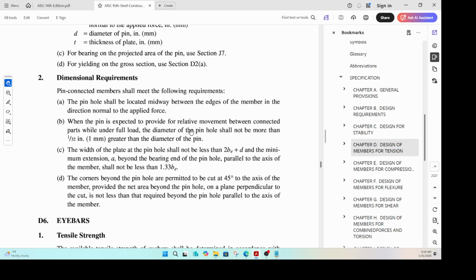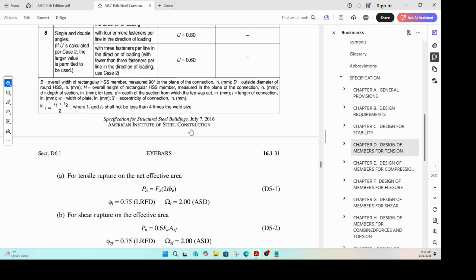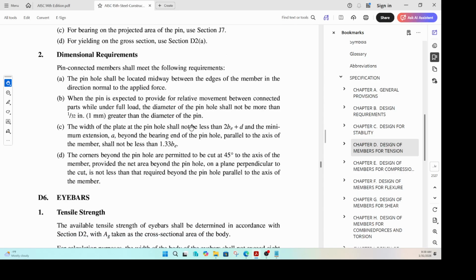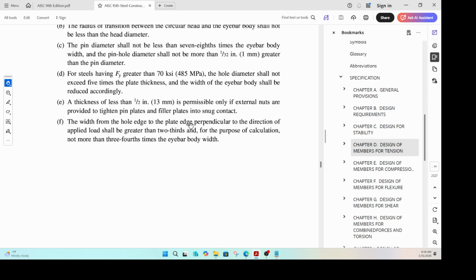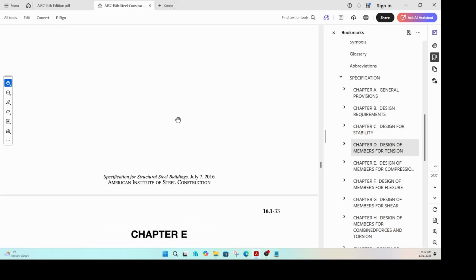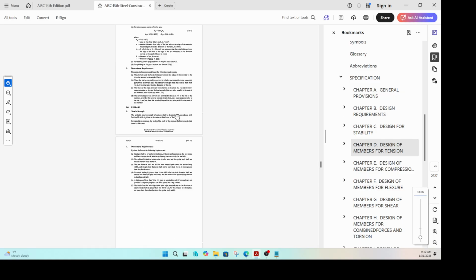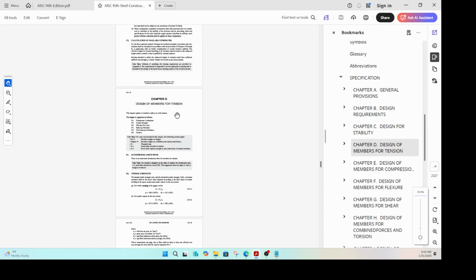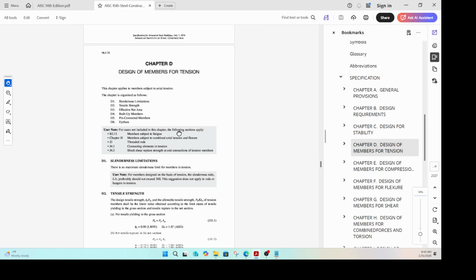Okay. These are some dimension related information, but I don't think we need it, let's jump into some problems. So that completes, in fact, that completes the chapter. We talked about every page here. So chapter D, pretty straightforward chapter.